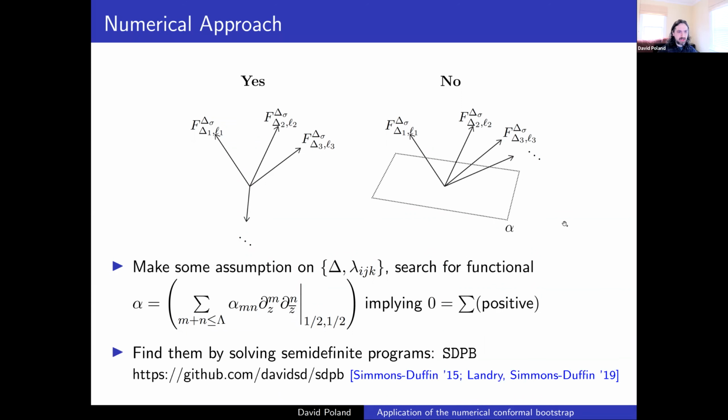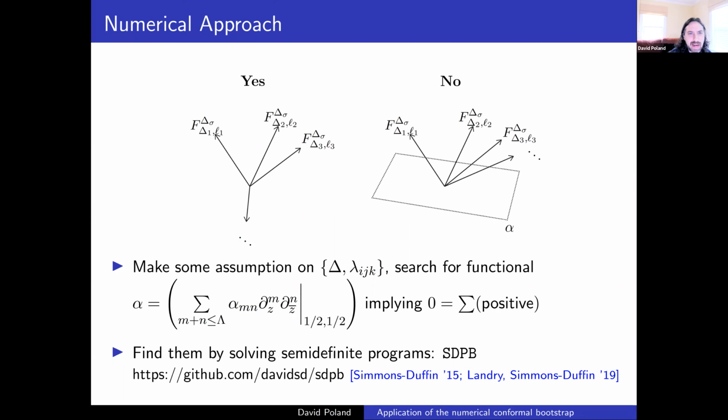And we can search for these functionals numerically by solving some kind of convex optimization problems, which are, for the most part, currently phrased in terms of what are called semi-definite programs. These can be solved using interior point algorithms for solving semi-definite programs, and one such algorithm is implemented in the piece of software called SDPB, which is freely available. So that's the basic idea.